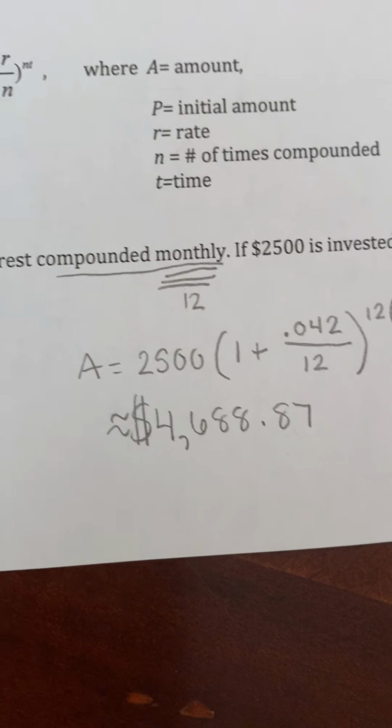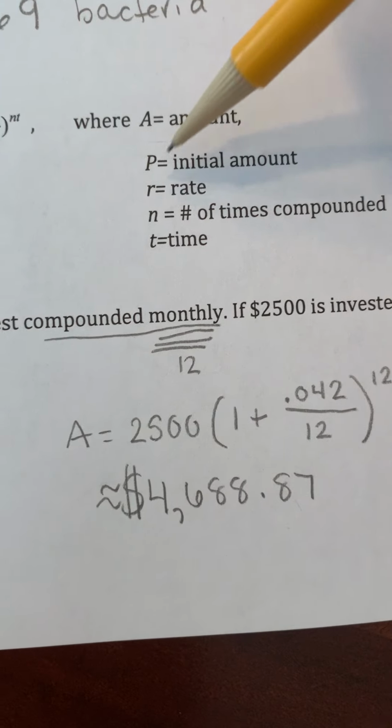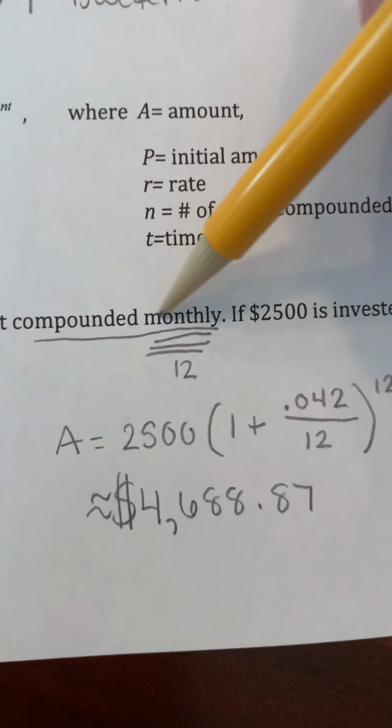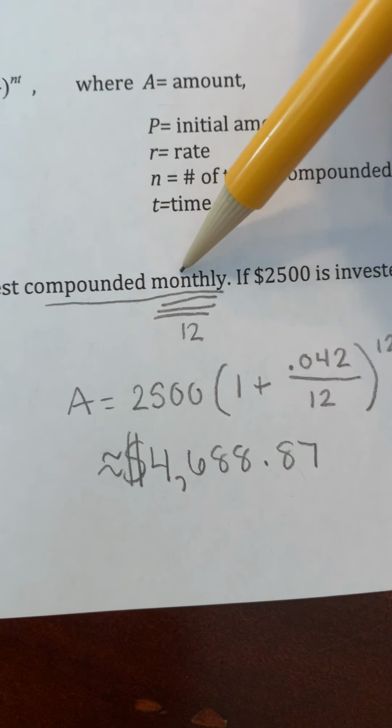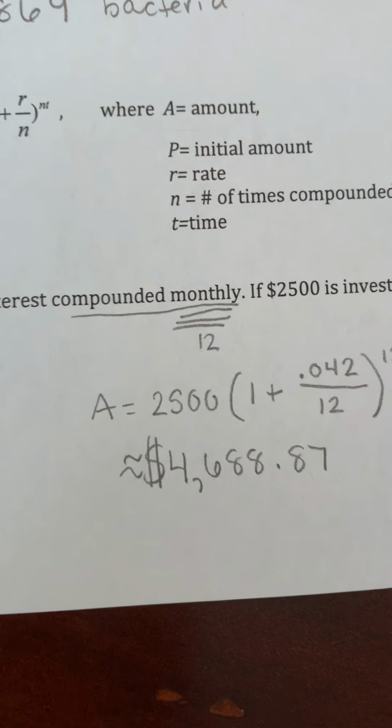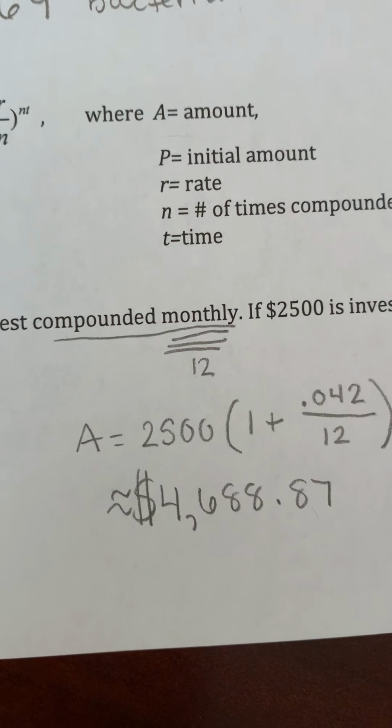Just to remind people, because sometimes it's a little tricky with this new formula, that n value, again, is the number of times compounded. So if I say annually, that means my n value is just 1. If I say quarterly, that would mean 4. If I say semi-annually, that would mean 2.